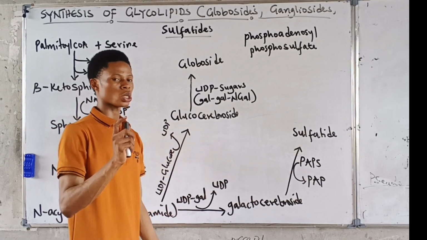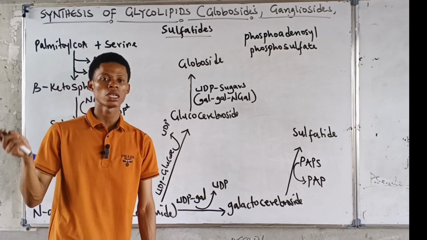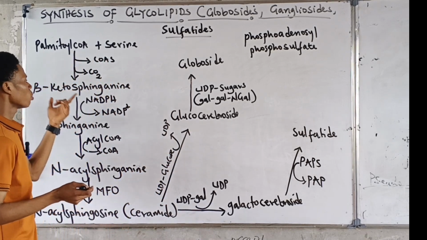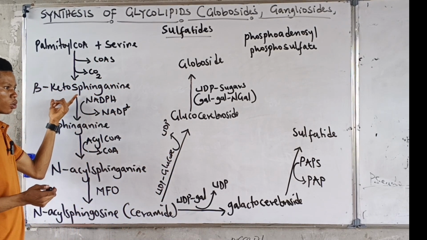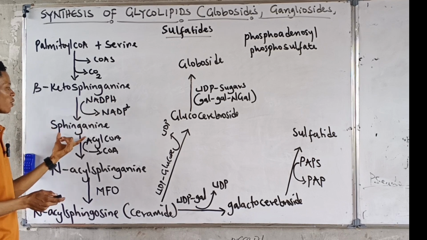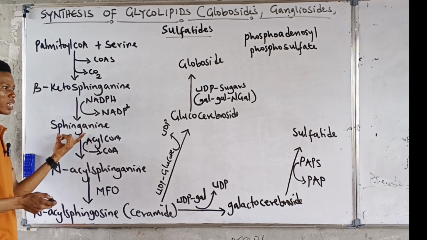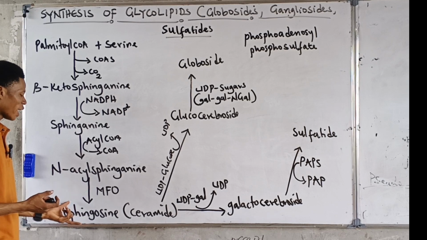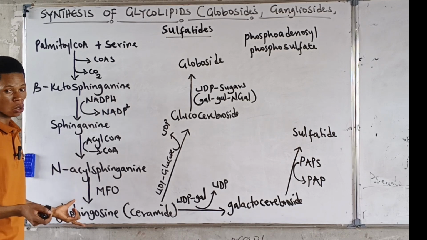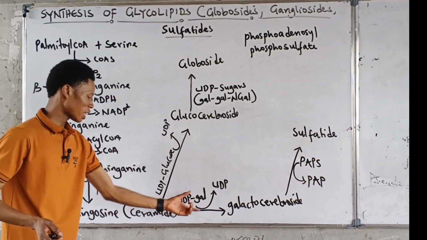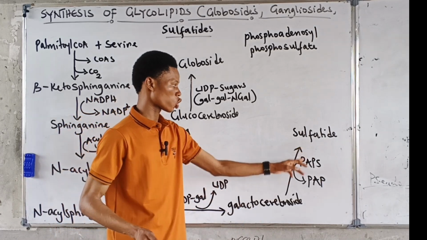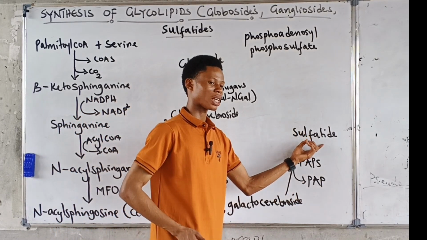So in the exam, if you're asked to synthesize sulfatide, where are you starting from? Start from palmitoyl-CoA. Palmitoyl-CoA condenses with serine to form beta-ketosphingane. From beta-ketosphingane to sphingane. From sphingane to N-acyl-sphingane. From N-acyl-sphingane to N-acyl-sphingosine, which is also called ceramide. Now we attach galactose to form galactocerebroside. We attach sulfate to form our sulfatide.